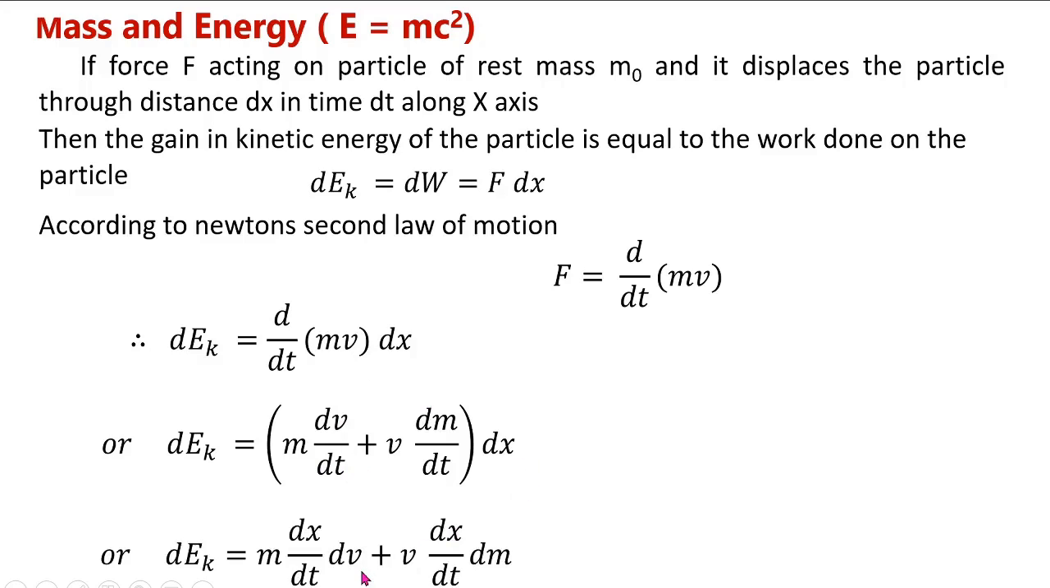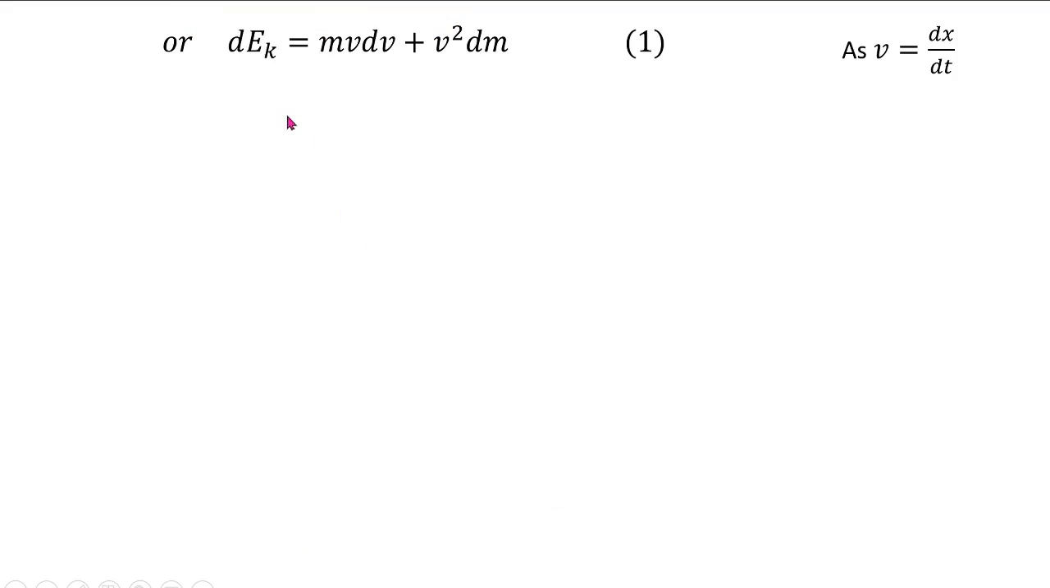We may write this as: dEk is equal to m dx by dt into dv plus v into dx by dt into dm. But dx by dt is velocity. Therefore, this is mv dv, and this v into v is v square dm. Then we get dEk, the change in kinetic energy, is equal to mv dv plus v square dm. Let this be equation number 1.